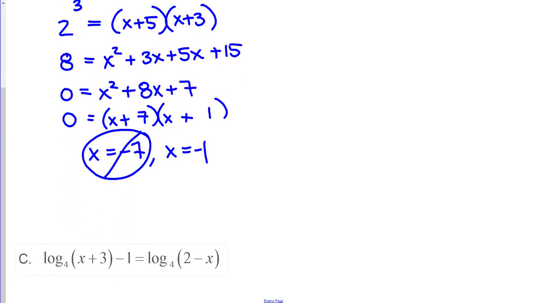All right, one last example here. Log base 4 of the quantity x plus 3 minus 1 is equal to log base 4 of the quantity 2 minus x. All right, so in order to do this process, I have to have all logarithms combined in one single logarithm on one side of the equation, the constant on the other.